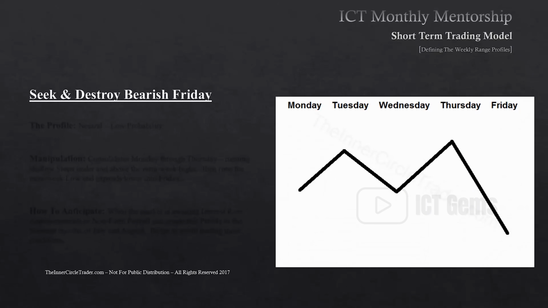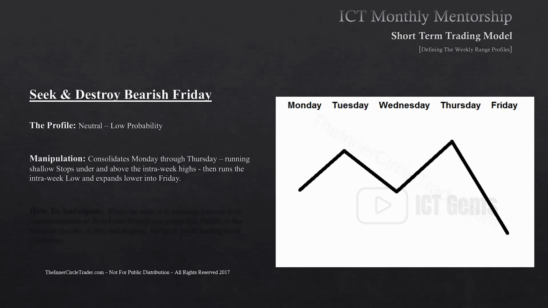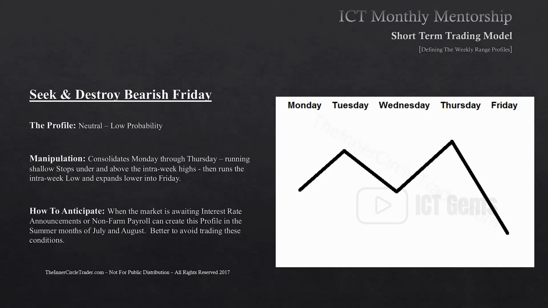Seek and destroy bearish Friday. The profile again is neutral, low probability. Manipulation is seen by price consolidating Monday through Thursday, running shallow stops under and above the intra-week highs and lows, then runs the intra-week low, expands lower into Friday. How to anticipate it? When the market is awaiting interest rate announcements or non-farm payroll can create this profile in the summer months of July and August.